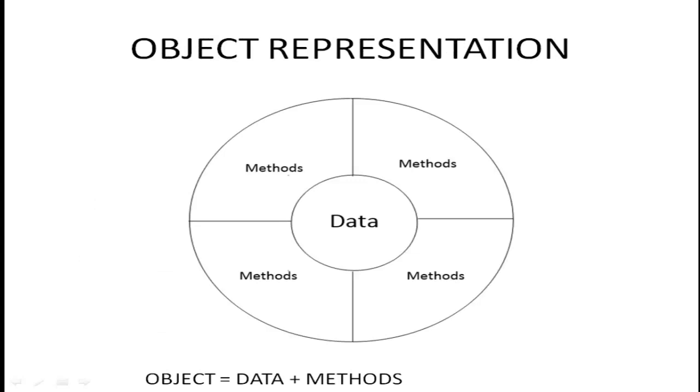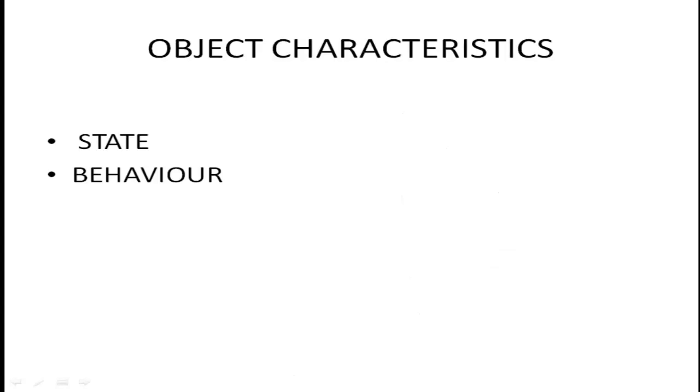OOPS is a programming language based on the concept of objects, which may contain data in the form of fields known as attributes and code in the form of procedures often known as methods. The main aim of OOPS is to bind together data and methods that operate on them so that no other part of the code can access this data except the function.